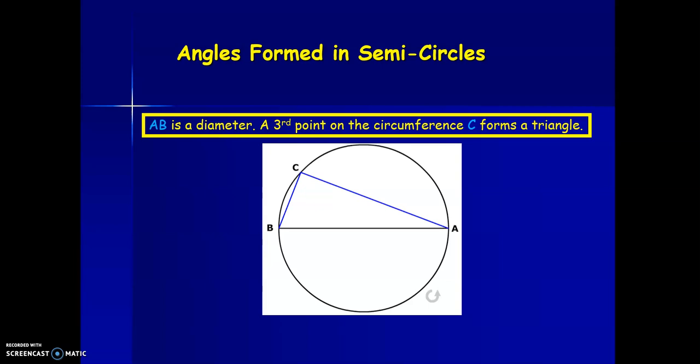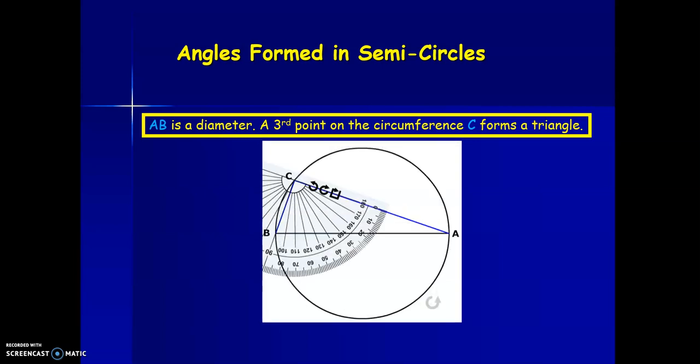So you don't have to copy anything on the next three slides, just have a look first. So we have a circle shown, AB is a diameter, so that means it passes through the centre. A third point on the circumference C forms a triangle with AB. If we measure the angle ACB, we find that angle ACB is equal to 90 degrees.